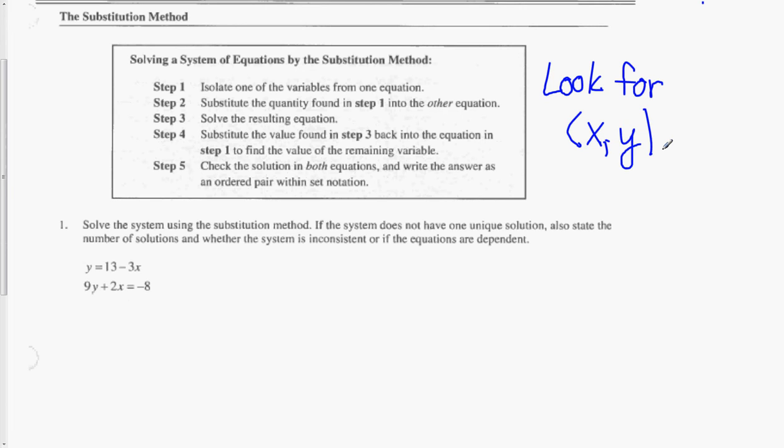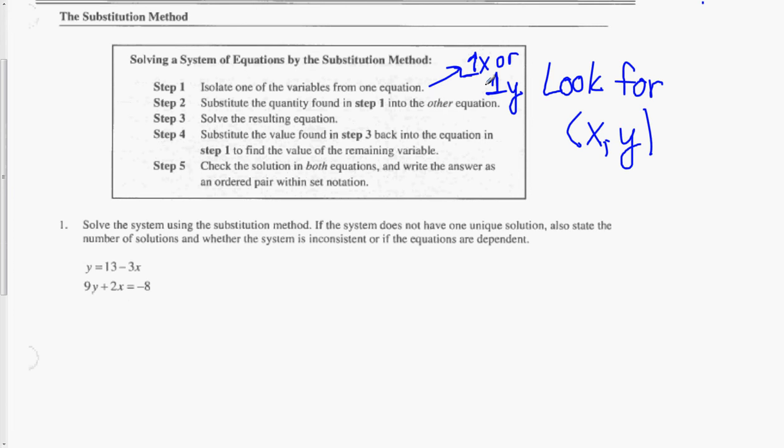In substitution, what you do is you take one of the equations and you solve it for one of the variables. It does not matter whether you solve for x or whether you solve for y, but the key is to look for a 1x or a 1y, because you don't want to have fractions to worry about solving. So look for a 1x or a 1y.